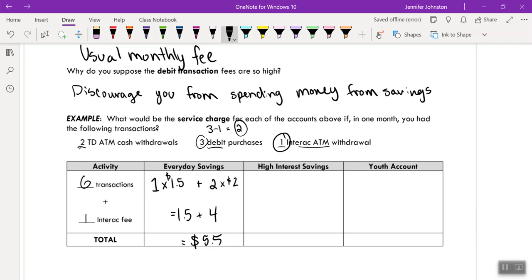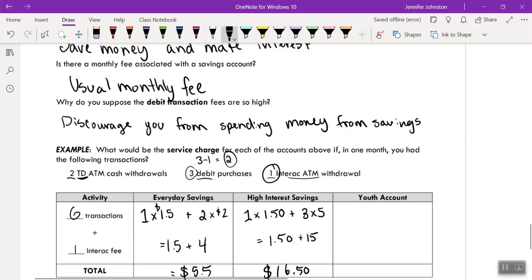And then again, the TD ones you don't have to pay for, but these ones you have to pay for. And this one's $1.50 plus 3 times $5 for here. So you'd have to pay $1.50 plus $15, which gives you a total fee of $16.50.